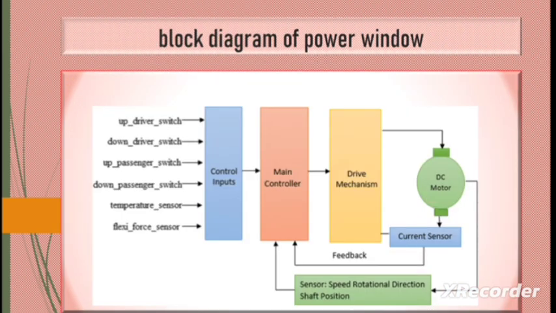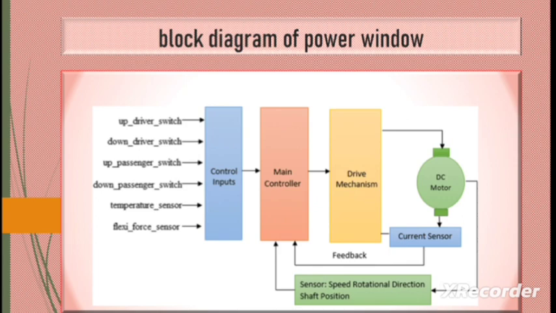After that, we will see the block diagram of power window. The block diagram of power window consists of control unit, main controller, drive mechanism, DC motor, control signals, and feedback sensors of speed, rotation, direction, and shaft rotation. Control input. The control input is a signal that the driver sends to the power window system to raise or lower the window. It is typically a momentary switch or button located on the driver panel or center console. When the driver presses the switch, a signal is sent to the main controller.